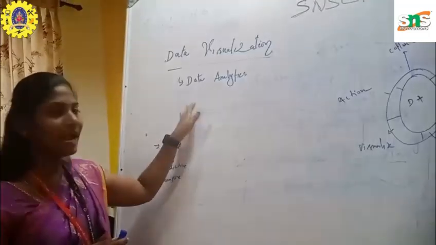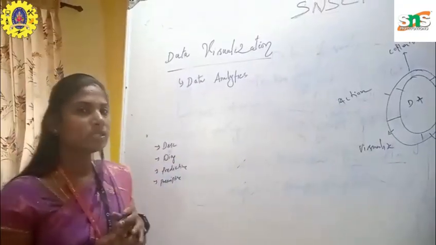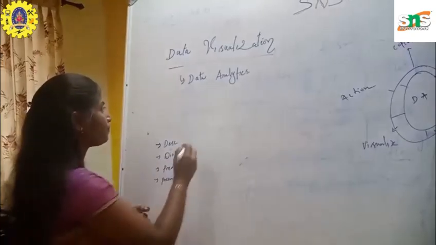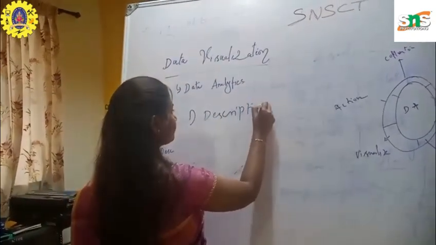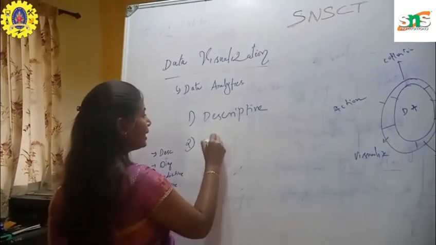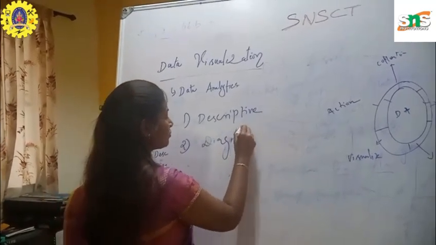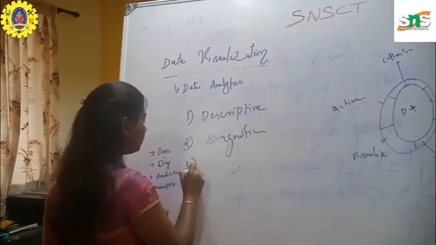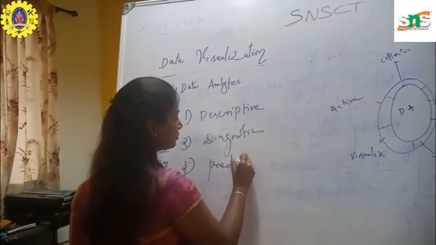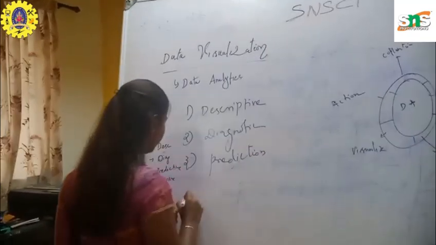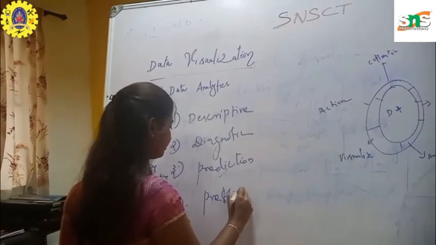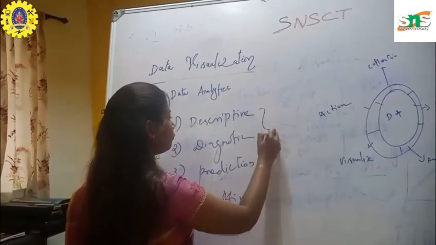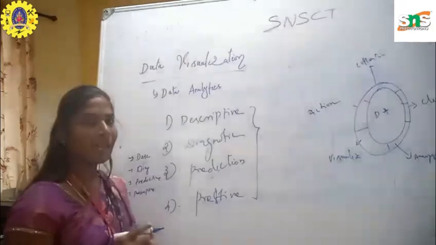Here data analysis consists of four major types. The first one is descriptive, the second one is diagnostic, the third one is predictive, and the fourth one is prescriptive. These are the four major types of data analysis.